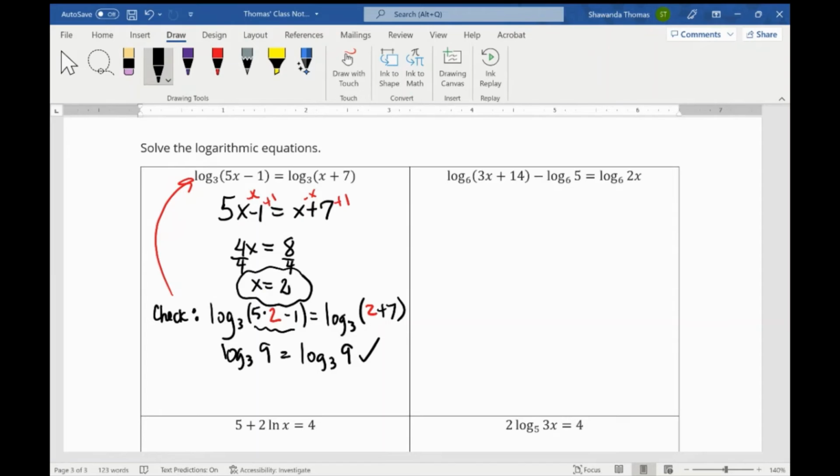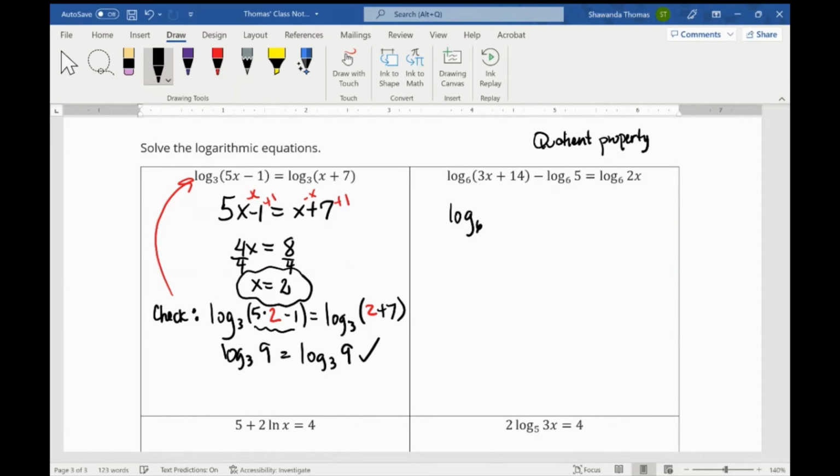Let's move on to the right side. We have log base 6 of 3x plus 14 minus log base 6 of 5 equals log base 6 of 2x. Again, we can't use the one-to-one property from the get-go because we have 2 logs on the left and one on the right side. So it's not a one-to-one property just yet. But we can use some other properties. Let's think about that quotient property, because we have a minus here.